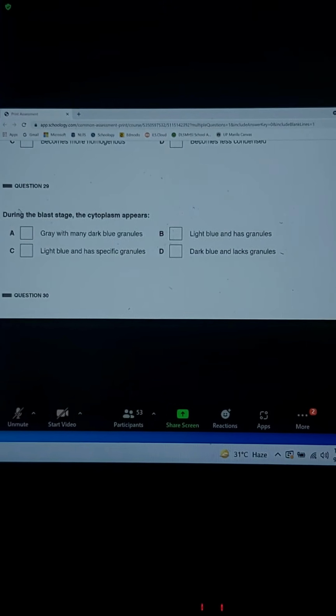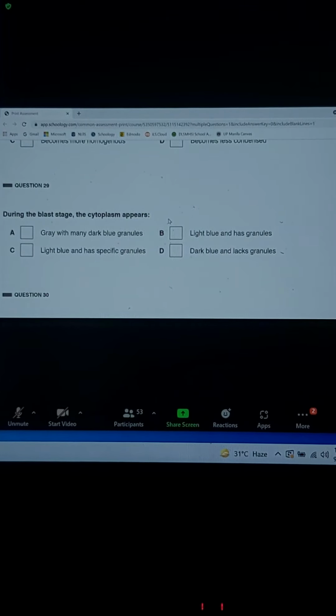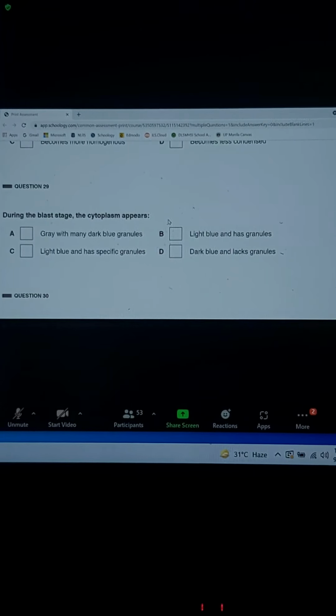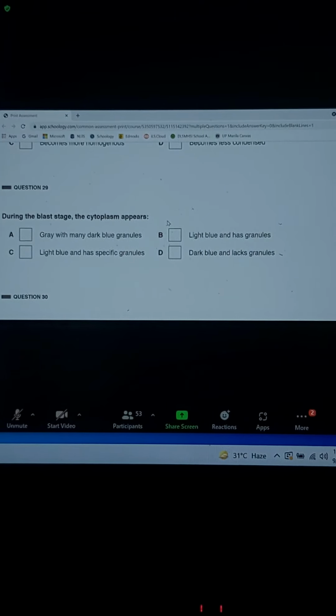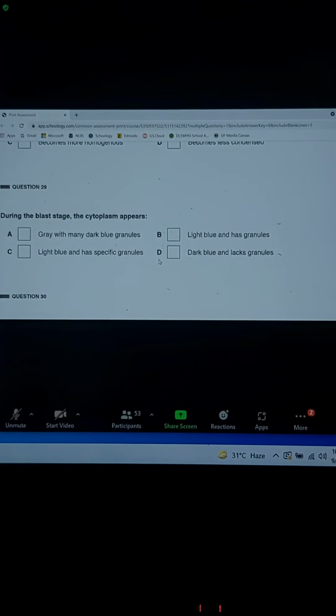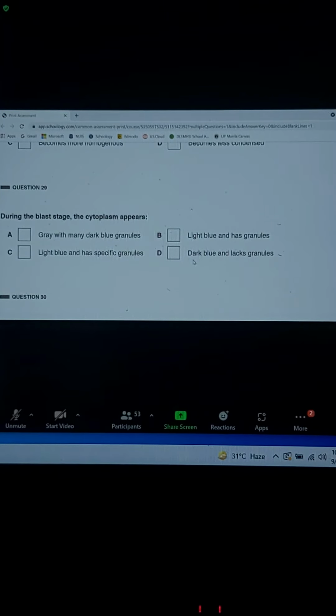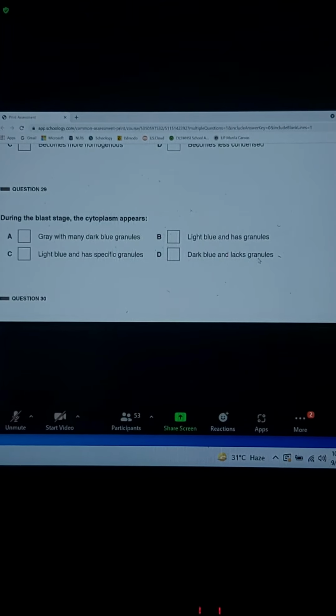So question number 29. So during the blast stage, the cytoplasm appears. So this is all applicable in all blast stages, no? So letter D, dark blue and lacks granules. So dark blue because of the high amounts of RNA and ribosomes, and for the granulocytes, so wala pa silang granules to begin with.